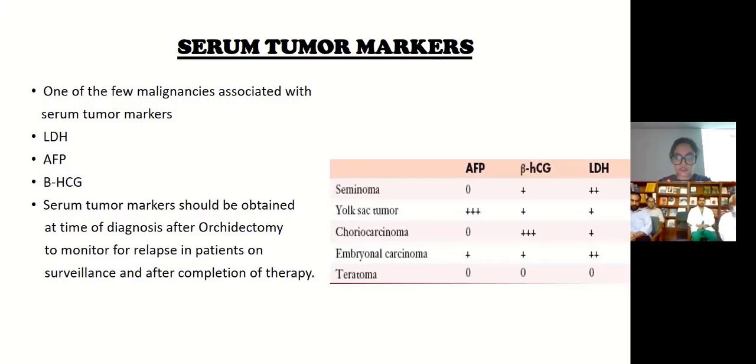As the chart shows, seminoma may variably have beta HCG positive or LDH positive. Yolk sac tumor almost always has AFP raised and might have beta HCG or LDH. Choriocarcinoma almost always has beta HCG raised and sometimes LDH. Embryonal carcinoma mostly has LDH raised and is less likely to have AFP and beta HCG. Teratoma has no tumor markers.